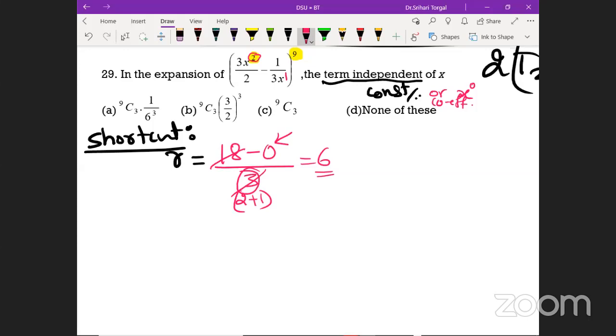Okay, let me explain you once again. No, the middle term is not the constant term here, remember, because x square is there, right? X square is there. Let me explain once again.